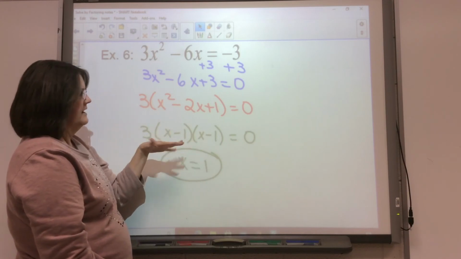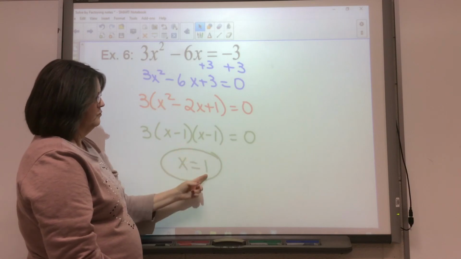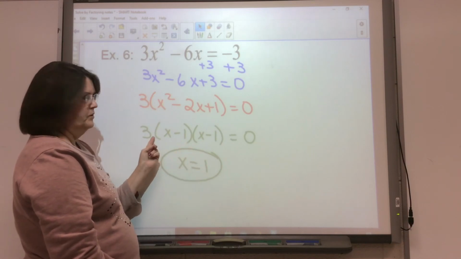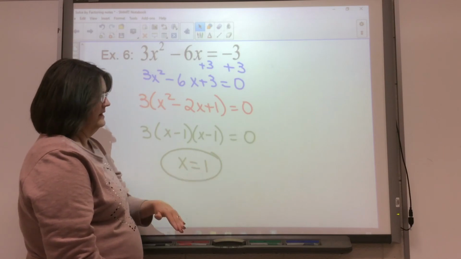Now, then I solve again, and doing mental math, they're both equal to 1. There's no x here with the 3. That's why I'm not going to write 0 down. But so this is x equals 1.